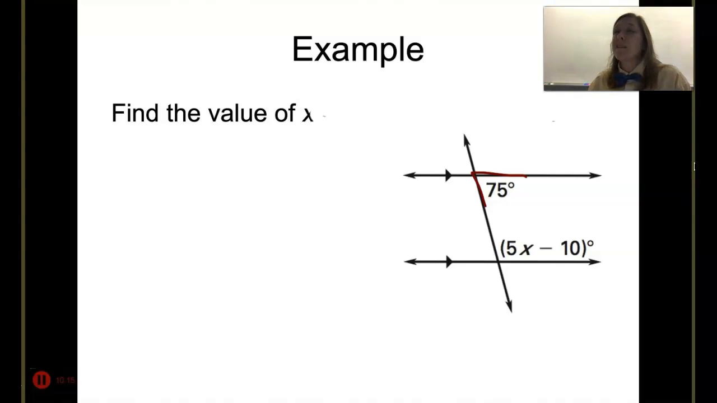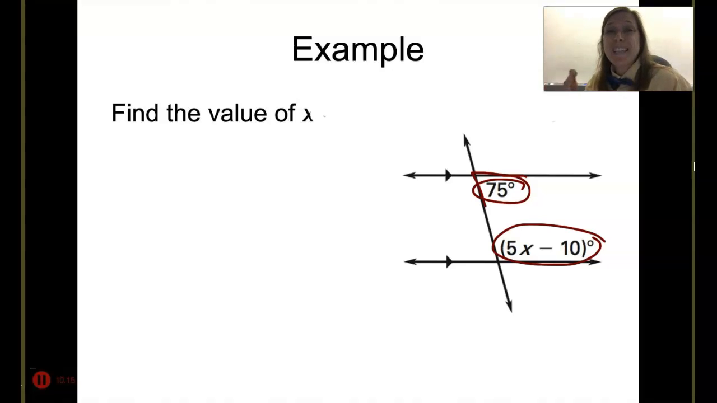Remember, corresponding is when one's in the exterior and one's in the interior. They're not going to be both in the interior or both in the exterior. So I have interior, interior. Are they on the same side or are they on different sides? Are they alternating? Well, these are both on the right-hand side of that transversal. Remember, the transversal is this line right here. So that means they are consecutive interior angles.